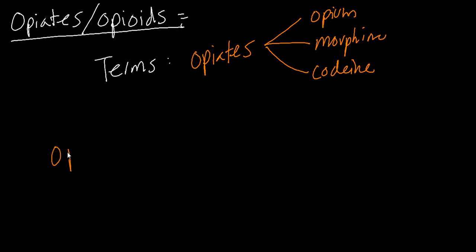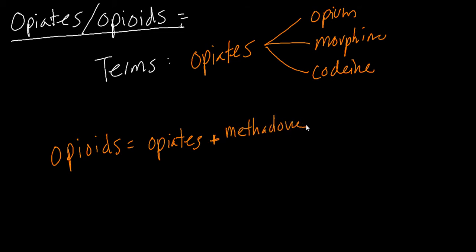Now we look at the opioids. Our opioids are going to be things that stimulate the opioid receptor. So it includes a whole bunch of things. It also includes the opiates, so it includes opiates plus methadone, heroin, for example.